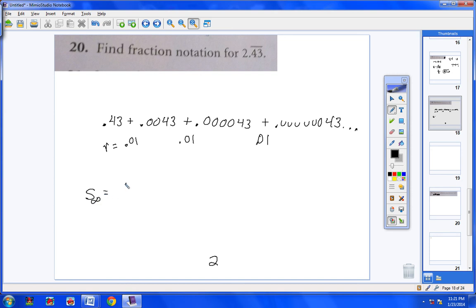So I can very quickly find the sum of all these numbers and watch what happens. A subscript 1, 0.43 over 1 minus r, so 1 minus 0.01, which would give me 0.99. Now watch this. 0.43 over 0.99. All right.